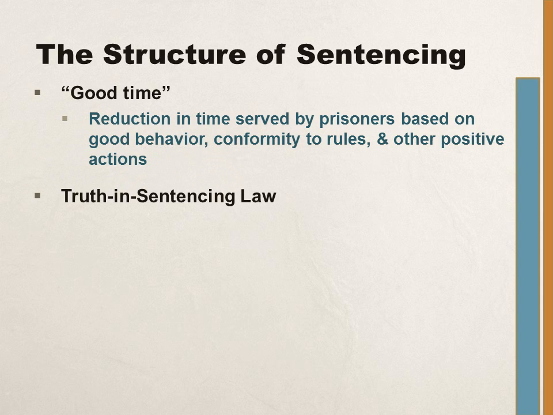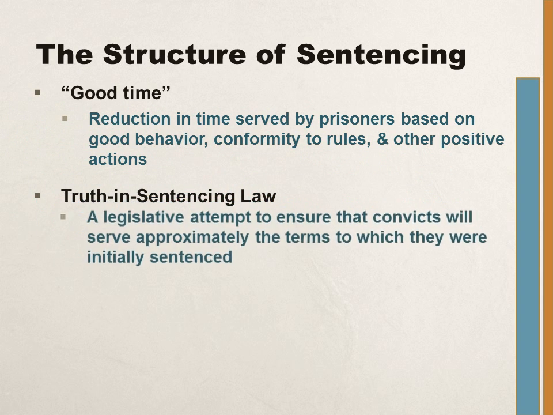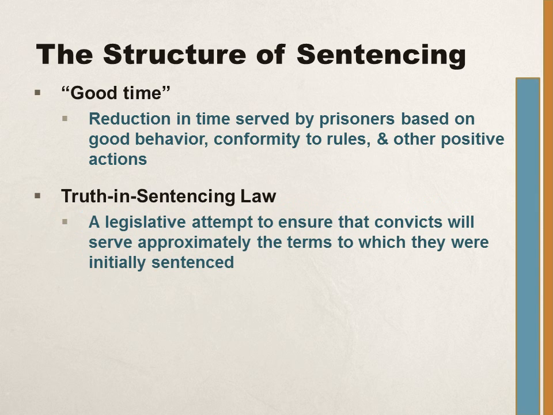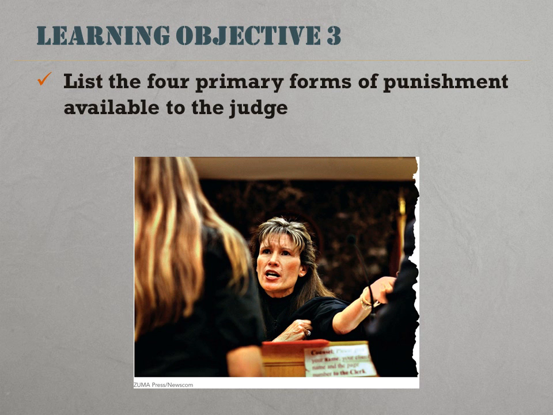The truth in sentencing law, that's back to what I mentioned before about the federal level. Basically what it says is, if you get sentenced for some kind of crime, you're actually going to do some of that time. You're not going to get off the whole time because you've already done some time, or the judge likes you a lot, or the governor likes you a lot, or something like that. If it says 10 years, you're going to do 80% of that 10 years under the truth in sentencing law.